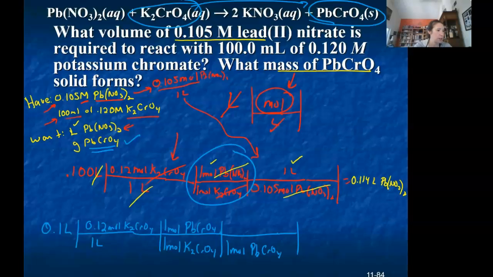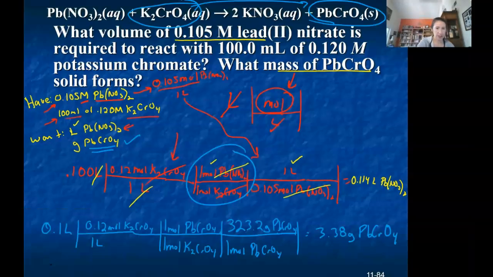and that molar mass is huge. It is 323. Every time I do it, my molar mass erases that I have on my screen. 323.2 grams. And we get 3.38 grams of PbCrO4.